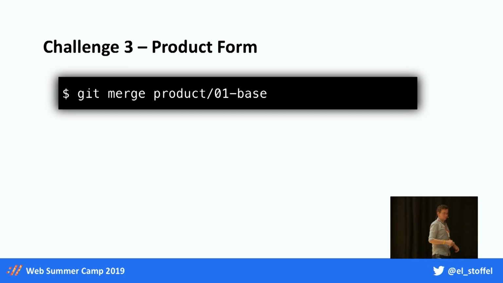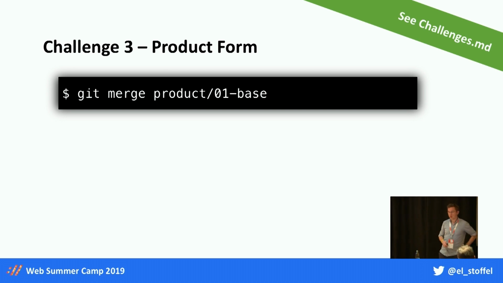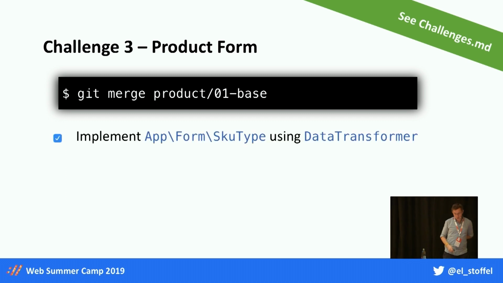And the important thing, we have a SKU, stock keeping unit, which is a quite typical identifier in an e-commerce stock project. And that's the first thing we need to do. We have two missing form types. The first one is an SKU type. And this is quite simple, but we have to implement a data transformer.